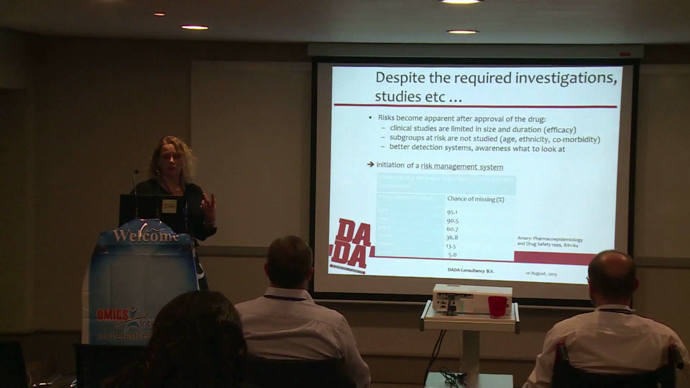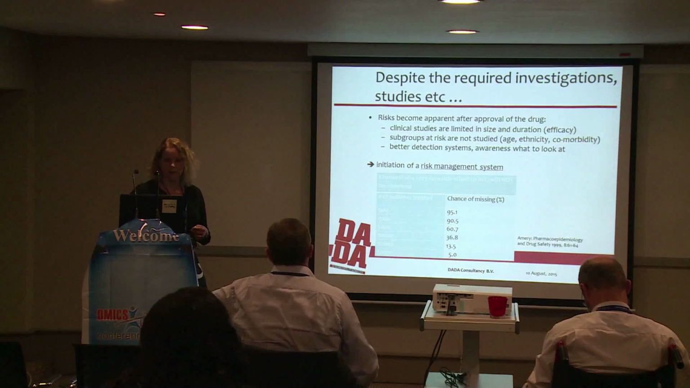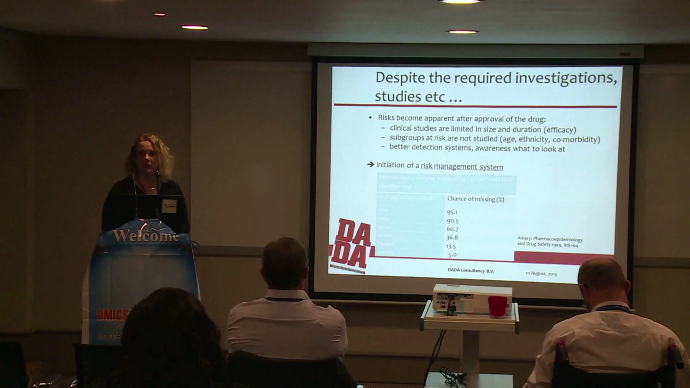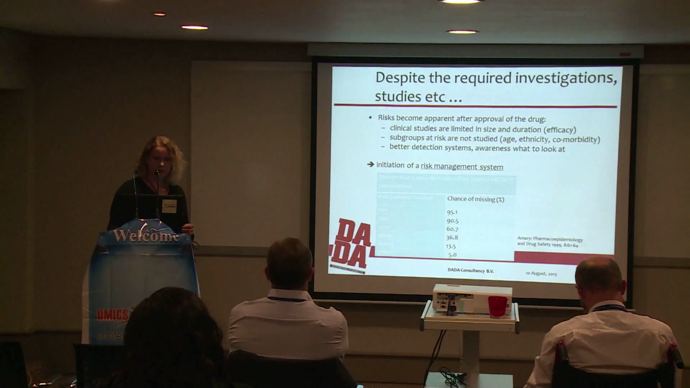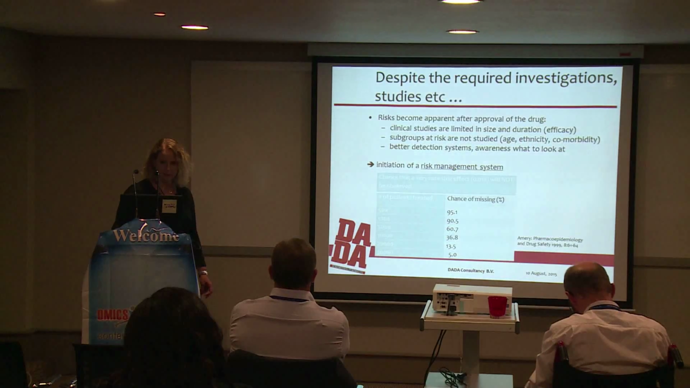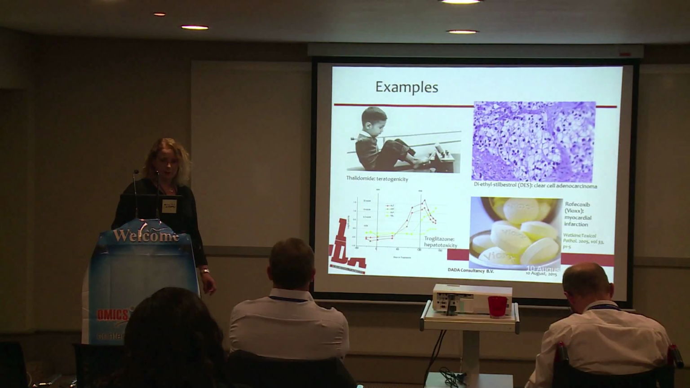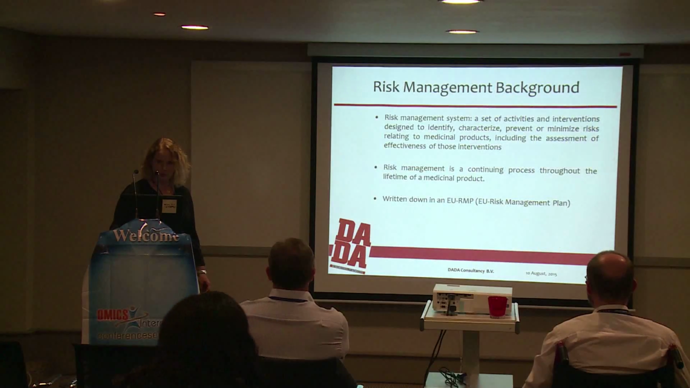The reason why you need a risk management system is that not all risks are apparent when you are doing your clinical program, because your clinical studies may be limited in size and duration, or they might focus more on efficacy rather than deliver a lot of safety data. Subgroups that could be at risk are excluded from your study. And post-marketing, you might have better detection systems or awareness of what to look at. That's why a marketing authorization holder or an applicant for a marketing authorization should have a risk management system in place. A couple of examples where things went wrong. I think you're well aware of these, so I'll just skip them quickly.